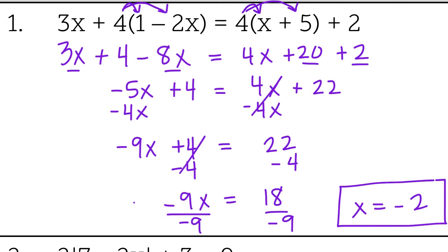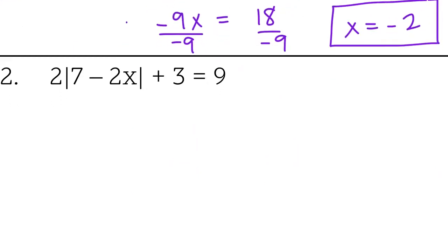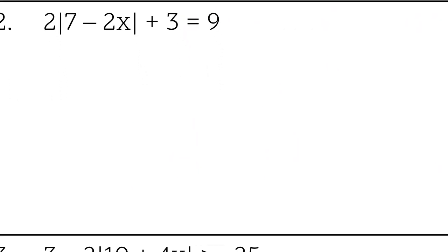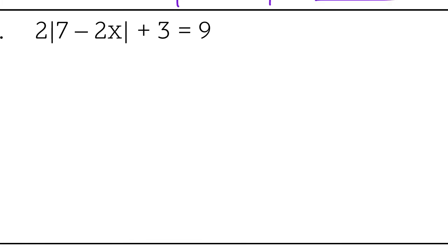Okay, the next type of equation that we solved was an absolute value. When solving absolute values, you're going to get two answers because you need to account for if inside the absolute value was positive or if it was negative. So first step is to get the absolute value by itself. I'm going to do that by subtracting 3 from both sides, so that cancels. And I'm left with 2 absolute value of 7 minus 2x equals 6.